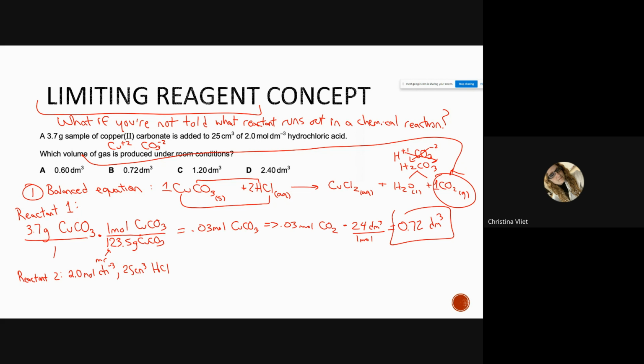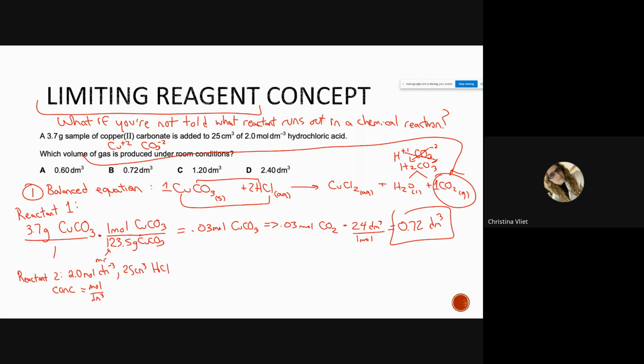In a limiting reagent question, you were given amounts for both reactants. You weren't told which one you ran out of first. You haven't done anything with hydrochloric acid yet. So you have to do the same thing. Start with your information for hydrochloric acid. You've got concentration and you've got volume, so you have to use concentration equals moles over decimeters cubed, right?